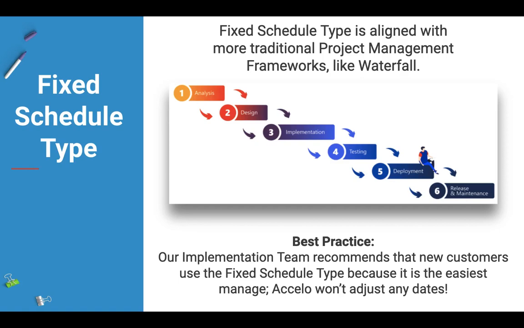Within fixed schedules, Accelo won't adjust any dates or create any dates. We actually don't even let assignees set their own estimated dates with fixed schedules. And so for project managers who are really just looking to make sure that their work gets done on time and assignees are doing their tasks on time, this is usually the recommendation that we go with.